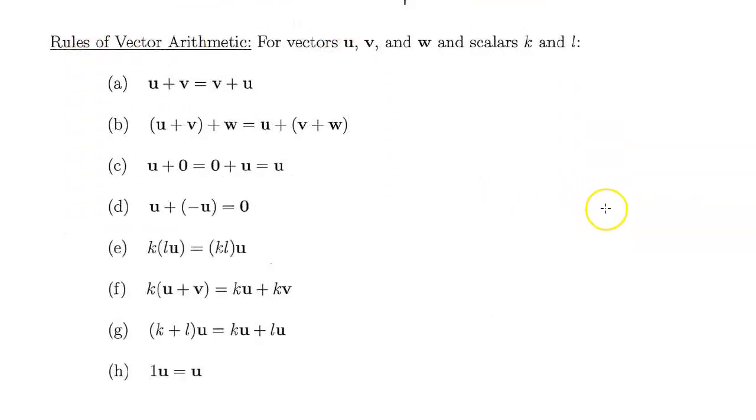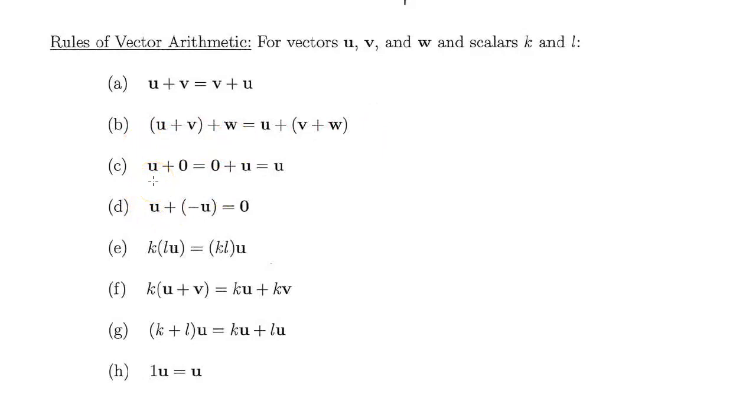Okay, well, let's look at a few rules of vector arithmetic. So for vectors u, v, and w, and for scalars k and l, we have these things. Now, we've already talked about the first one. u plus v is the same as v plus u. So that's also called commutativity. Vector addition is commutative, just like ordinary addition is commutative. Like 3 plus 7 is the same as 7 plus 3. Well, that also works for vectors. This second property is called associativity. u plus (v plus w) is the same thing as (u plus v) plus w. So vector addition is associative.